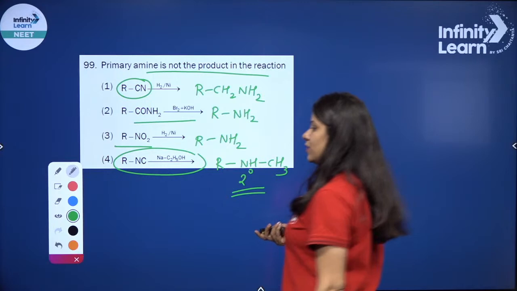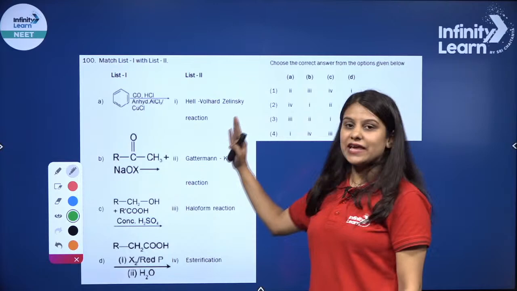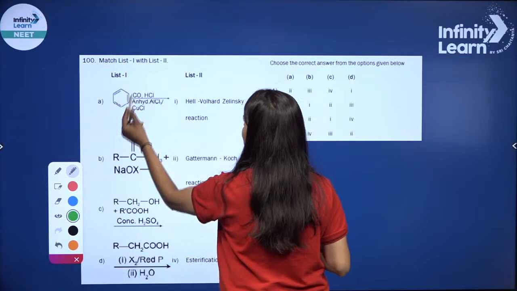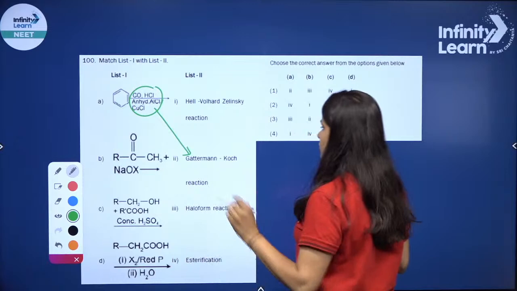So let us move to the last question. We need to match the reaction. These are common name reactions. First, when I am reacting benzene with CO, HCl, what it gives, this is a Gattermann-Koch reaction. So A should match with second. According to this, answer is 1.